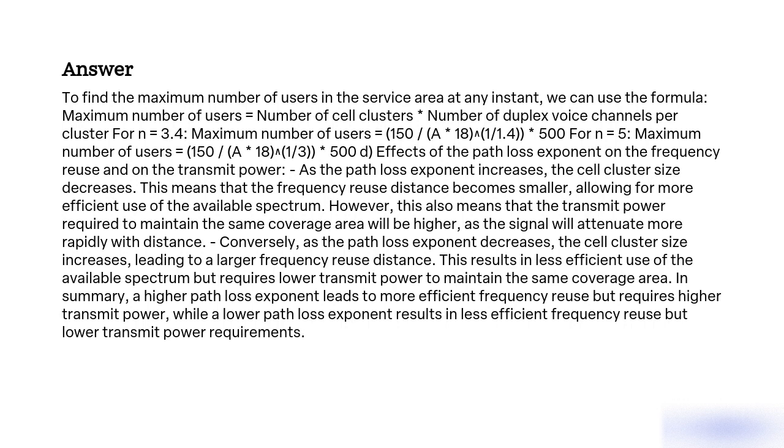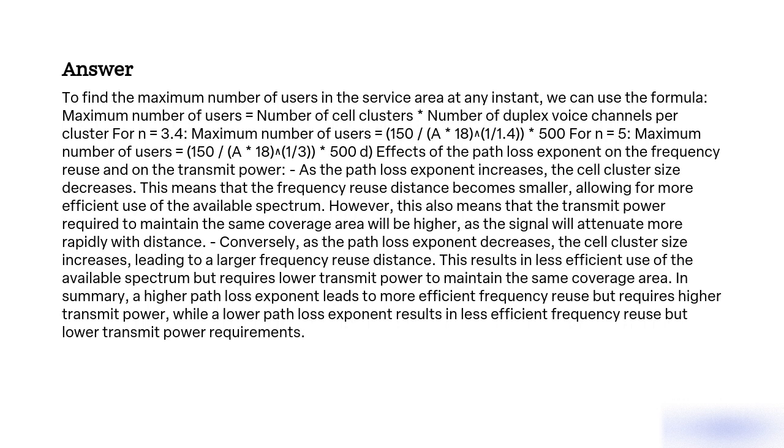Effects of the path loss exponent on the frequency reuse and on the transmit power. As the path loss exponent increases, the cell cluster size decreases. This means that the frequency reuse distance becomes smaller, allowing for more efficient use of the available spectrum. However, this also means that the transmit power required to maintain the same coverage area will be higher, as the signal will attenuate more rapidly with distance.